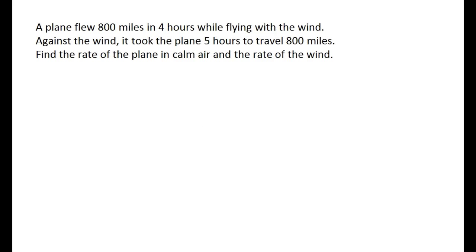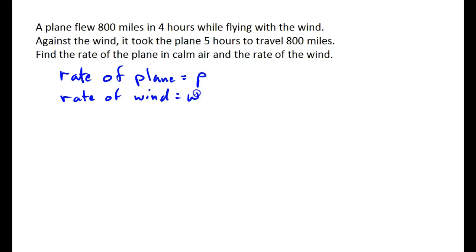And now let's apply systems of linear equations to a word problem. So we have a situation where a plane flew 800 miles in 4 hours while flying with the wind, and when it flew against the wind, it took the plane 5 hours to travel 800 miles. Find the rate of the plane in calm air and the rate of the wind. Okay, so let's pick our variables. I'm going to let the rate of the plane be P, and I'm going to let the rate of the wind be W.